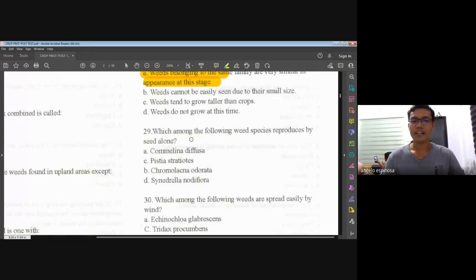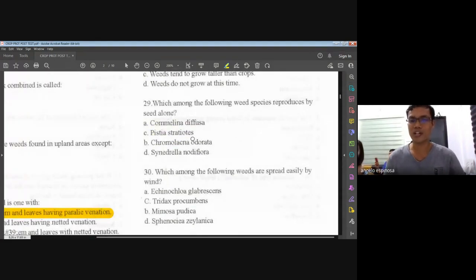Okay? And then number 29, which among the following weed species reproduces by seed alone? The correct answer is Cynodrella nodiflora. Okay? Nodiflora pala.